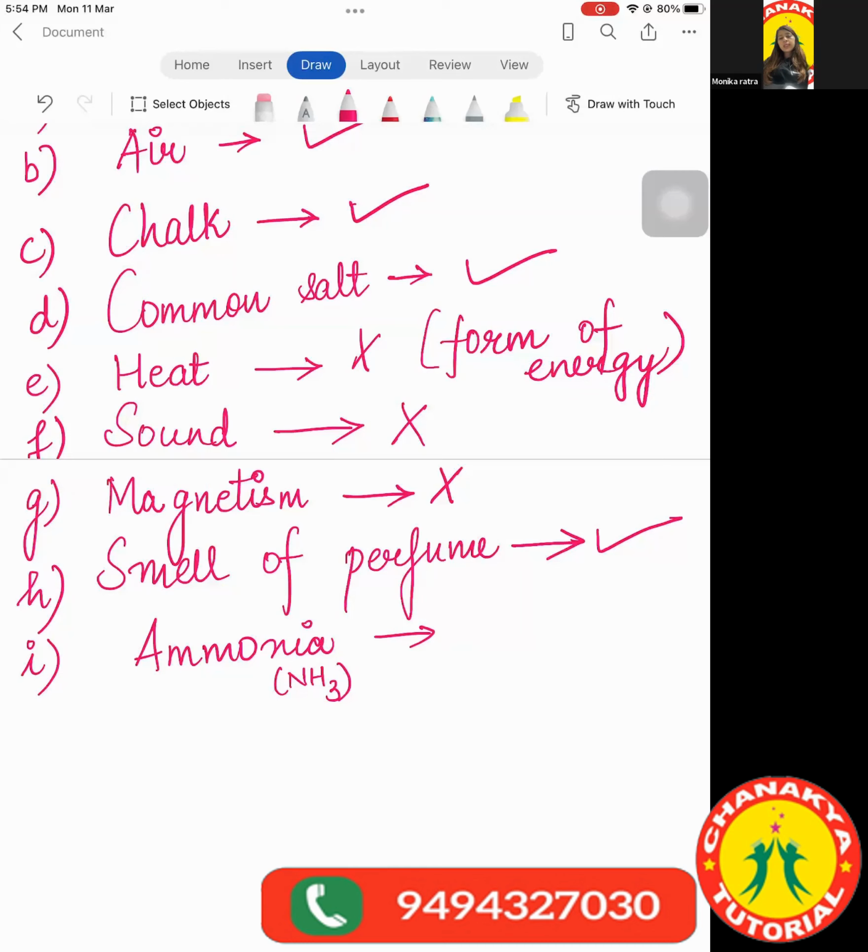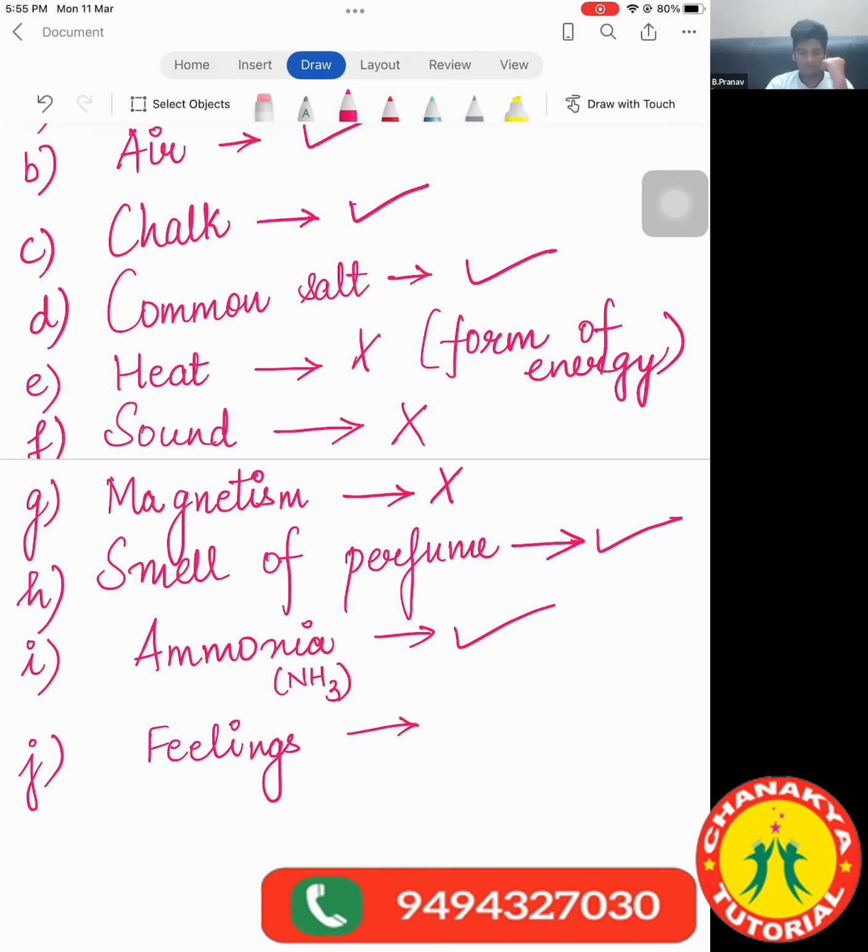Yes, Jitendra, what do you think? Jitendra, you are on mute. Okay, Pranav, can you think and tell me? It is matter, ma'am. Pranav, next question for you. Very easy question. Feelings. What do you think? Non-matter. Not matter because neither occupying any space nor having any mass.